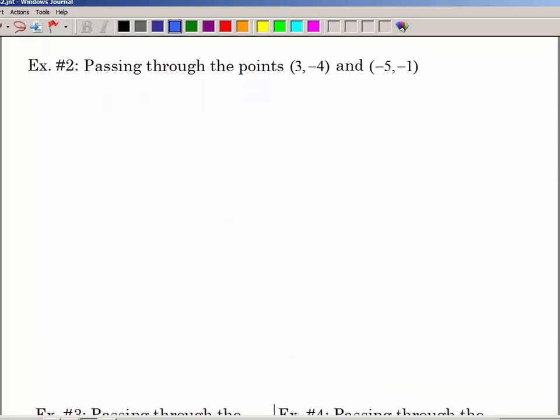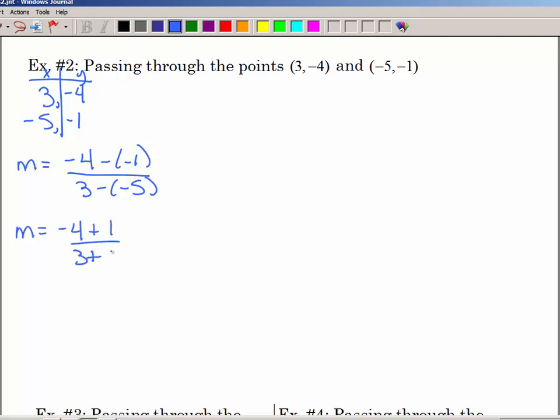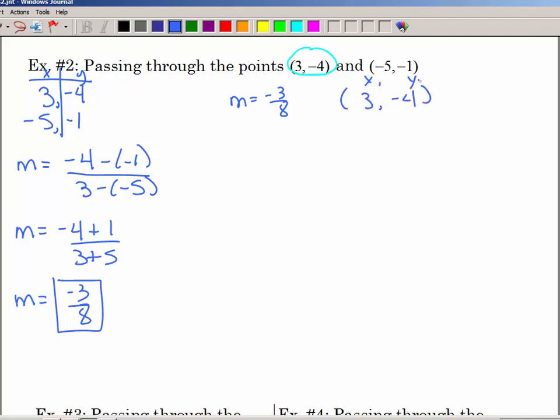Let's go through one more example. So we want to find the slope. So again, I'm going to line my points up. So my slope is -4 minus a -1 over 3 minus a -5. So I have my slope of -3/8, and I'm going to pick one point. Doesn't matter, they both have some negatives, but I think I'll pick this one since it has fewer negatives. So here's my point, that's x1 and y1. Now I'm going to use that formula, y minus y1 equals my slope times x minus x1.